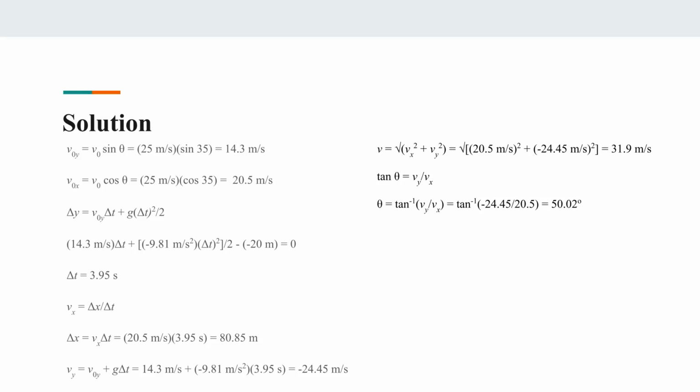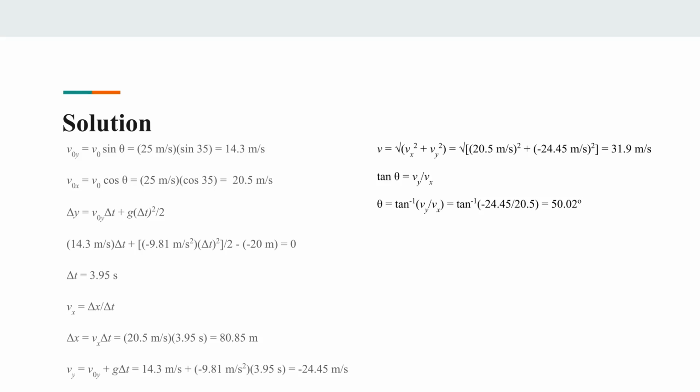All right, I don't want to show the quadratic formula work here because you might have already imagined with these numbers, it will be quite messy. So I just solved it beforehand and I got about 3.95 seconds.